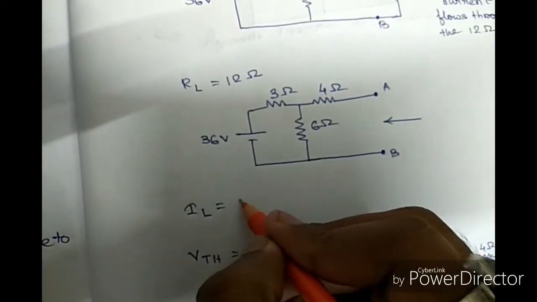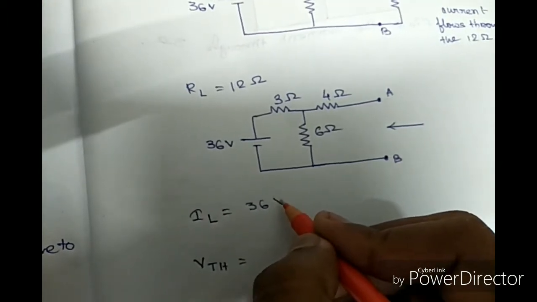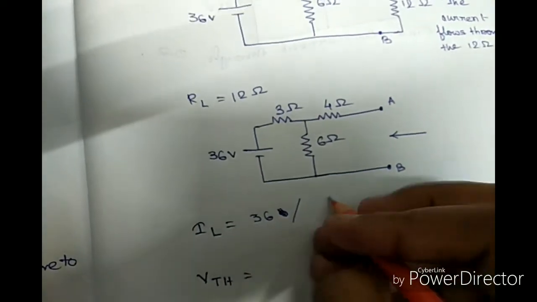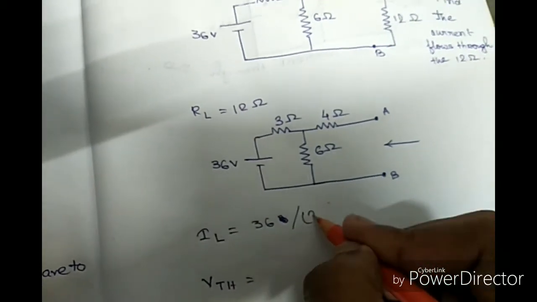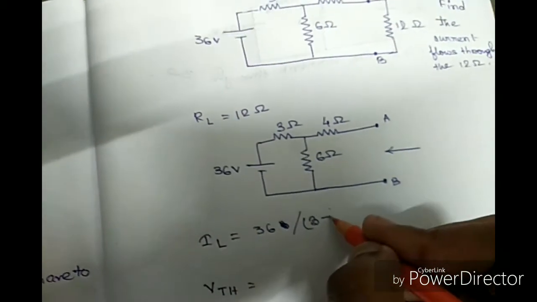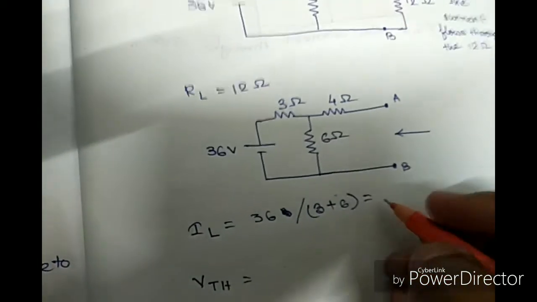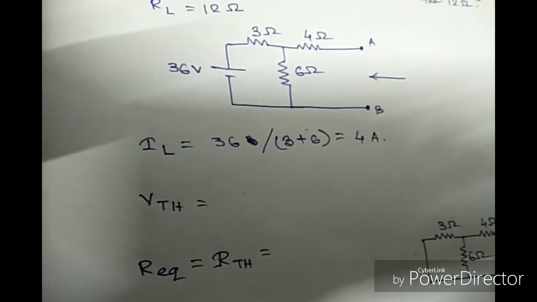The line current will be the 36 volt source divided by the equivalent resistance. So here the equivalent resistance will be 3 plus 6, that will be 9. So the current will be 4 amperes.